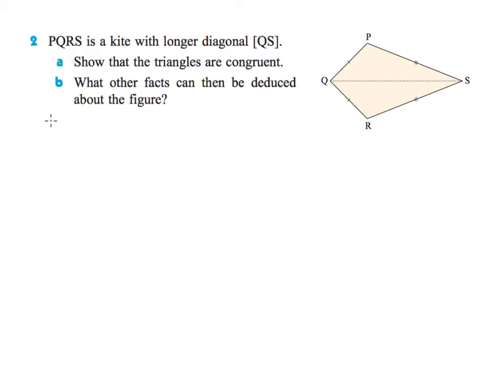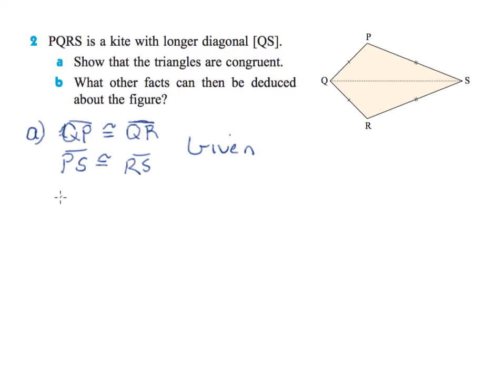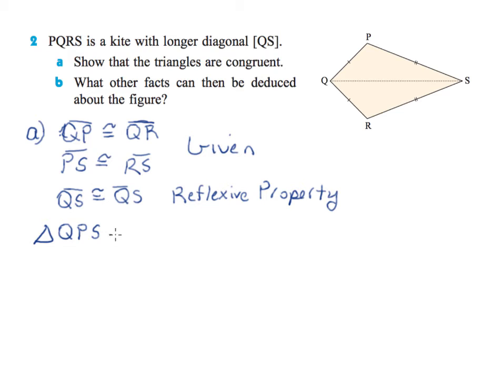Okay, number 2, we're going to do a couple problems out of the book for extra practice. We're given that PQRS is a kite with long diagonal QS. So we know that QP is congruent to QR, that was given to us in the diagram. And we know that PS is congruent to RS, also given to us in our diagram. Then we can say that side QS is congruent to side QS by the reflexive property. Therefore, triangle QPS is congruent to triangle QRS by side, side, side.